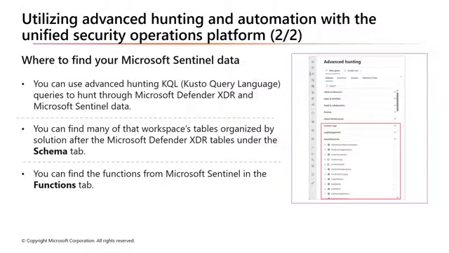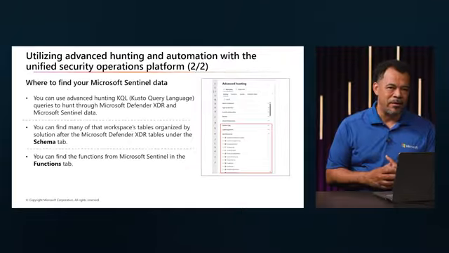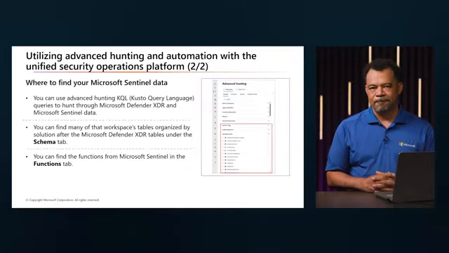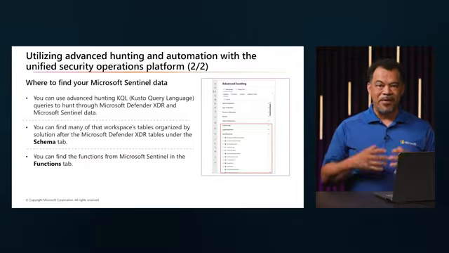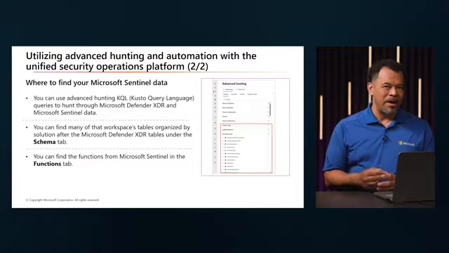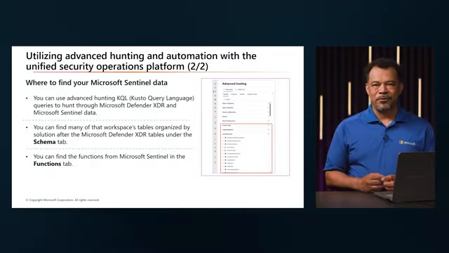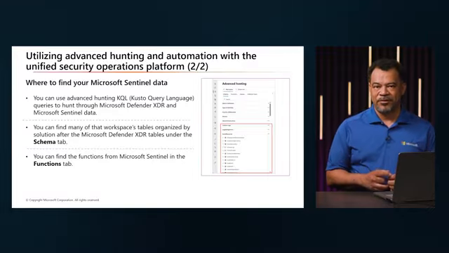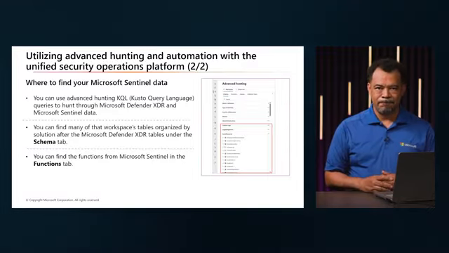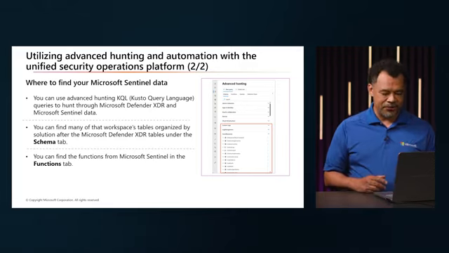You can find Microsoft Sentinel data by using Advanced Hunting Kusto Query Language queries to hunt through Microsoft Defender XDR and Microsoft Sentinel data. You can find many of the workspace tables organized by solution after the Microsoft Defender XDR tables under the Schema tab. You can find functions from Microsoft Sentinel in the Functions tab.